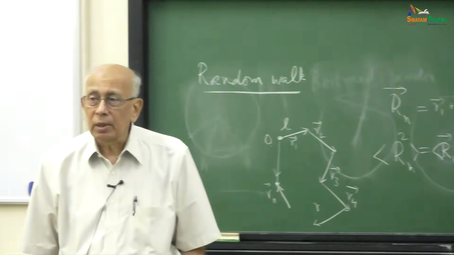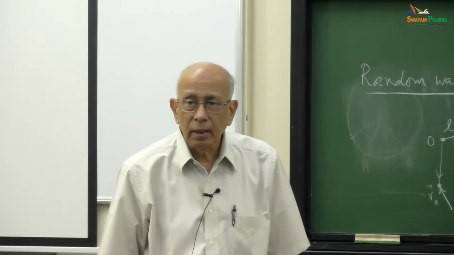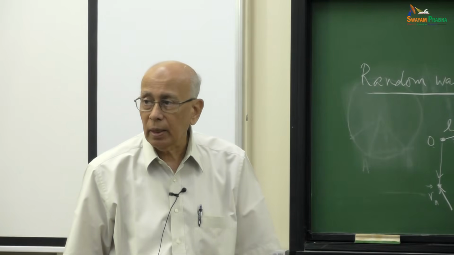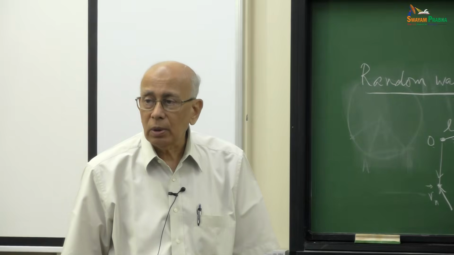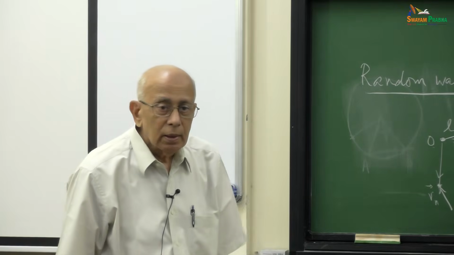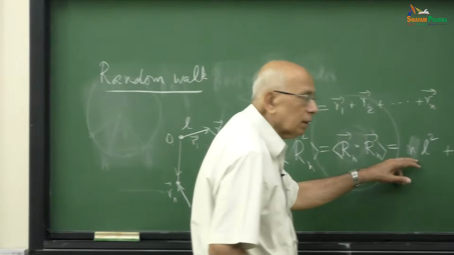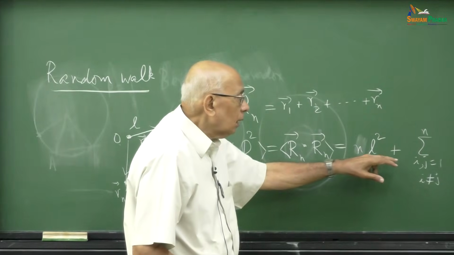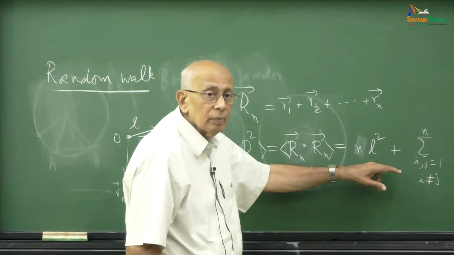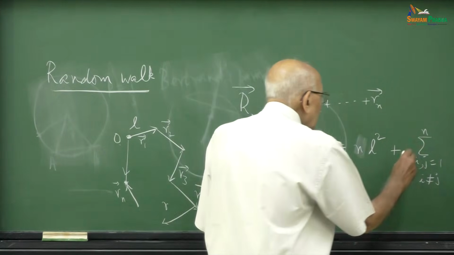There's nothing to average here. There's nothing random in this term. n is given to you. I tell you there are n steps that I take. And little l is given to you as a constant in the problem. So it's the same for all realizations of the random walk. And there's nothing to average here. This term is different. This term is random. It's got randomness in it. So you have to put an average here.